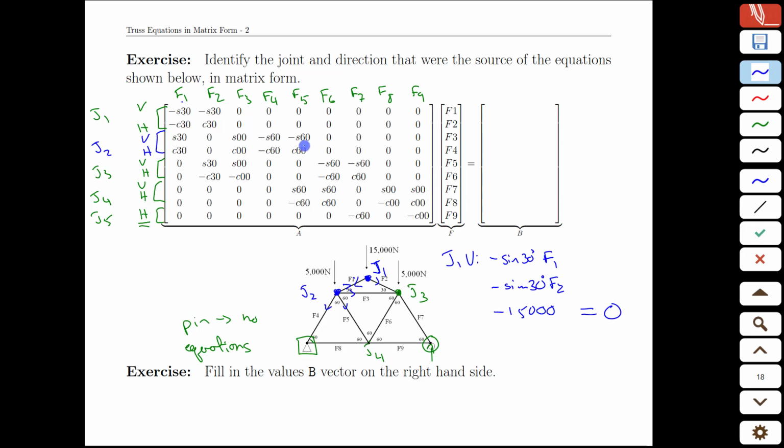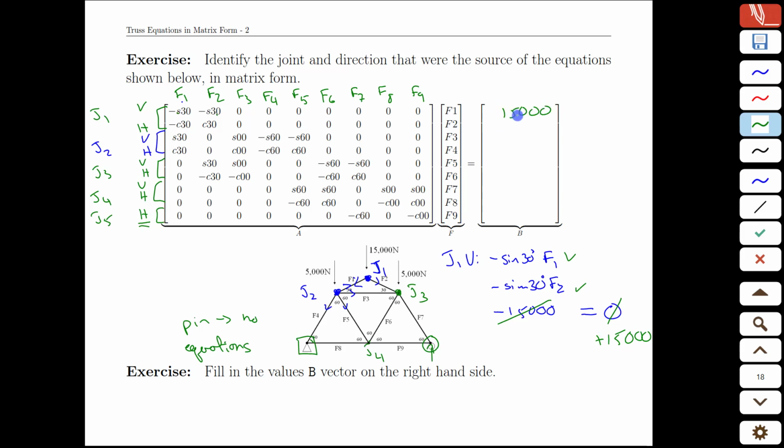What we're going to have to do, though, to make it match the form here, the left-hand side, we have these two ingredients already. Those are sine 30 and sine 30s. However, the 15,000 doesn't fit on the left-hand side. It has to get moved to the right-hand side. And so we just move it over there and remember to change the negative into a positive.